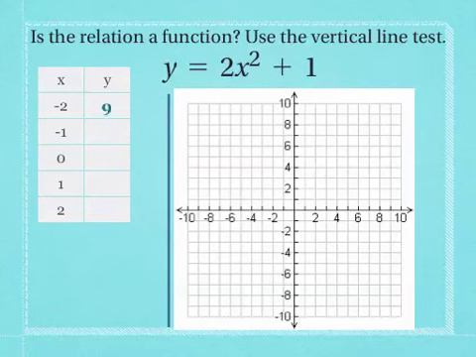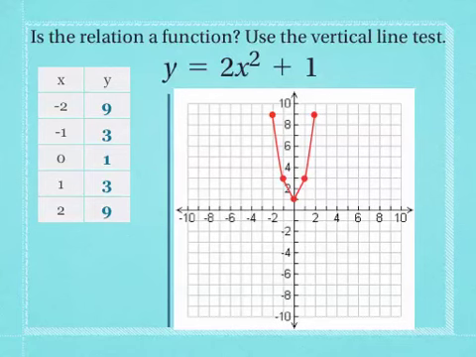When I plug in -1 for x, my y value is 3. When I plug in 0 for x, I get 1. Plug in 1 for x, I get 3 for y. And 2 for x, I get 9 for y. Go ahead and plot the points that you just found on your graph. Connect the lines. Because I have an x squared in my equation, it is going to be a parabola, if you remember from yesterday's assignment.